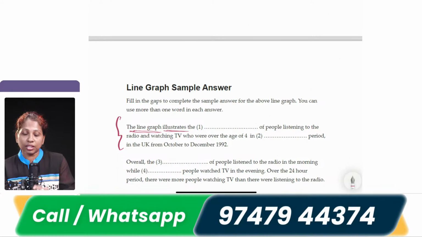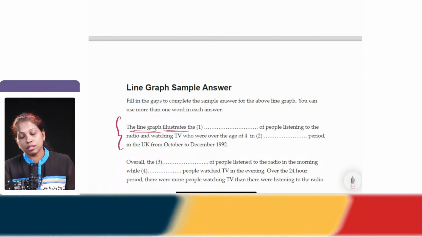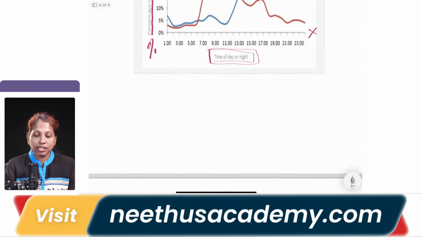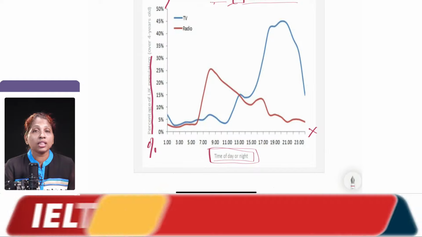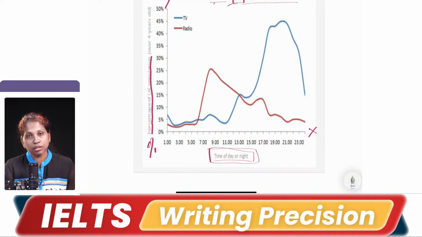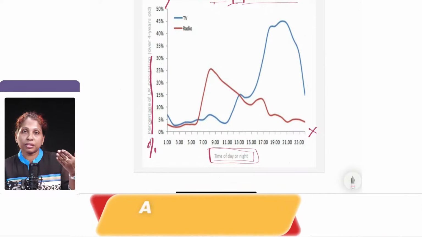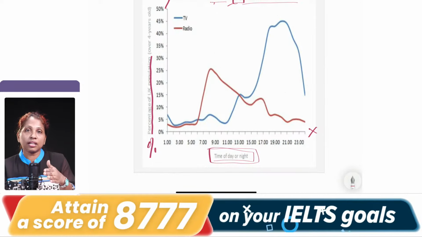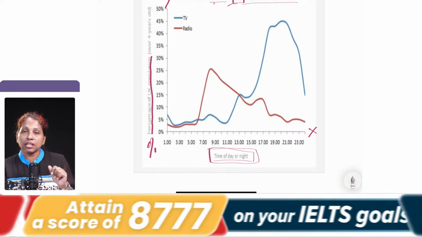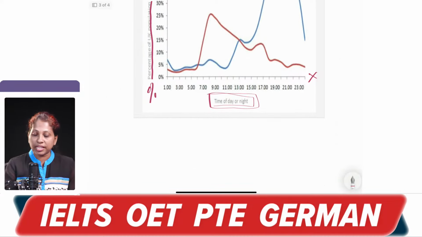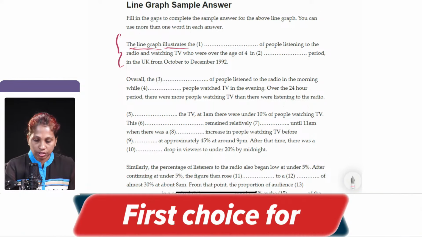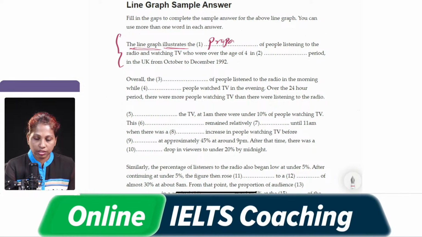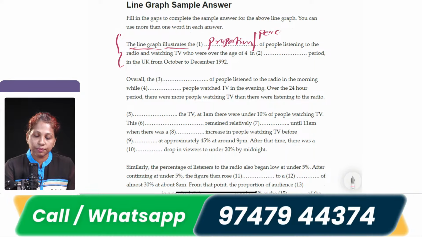We have written the type of graph, illustrates, and then illustrates what? Now what does this illustrate? This graph is giving you the percentage of people, or the proportion of people. It is a comparison of how many people watch TV and how many listen to radio. So the line graph illustrates the proportion of people, or maybe you can write the percentage of people.